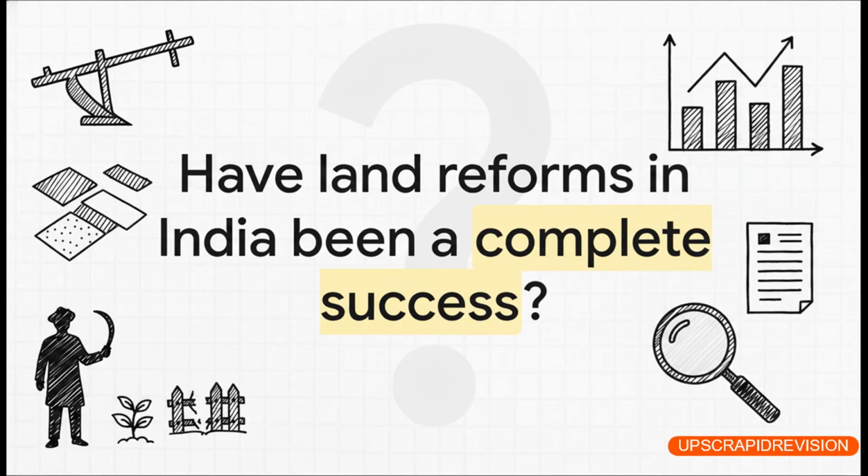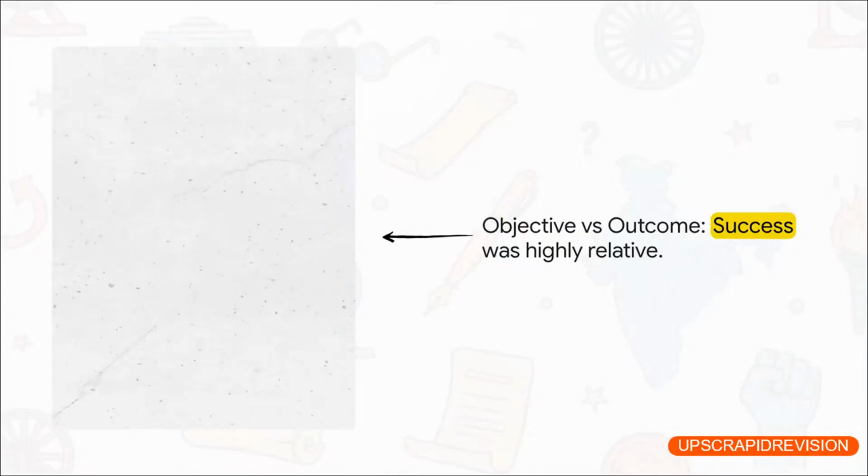Also, recall the impact of the Industrial Revolution. By the first half of the 19th century, Indian handicrafts were completely ruined due to British machine-made imports. Now, another classic trap question. Have land reforms in India been a complete success? Whenever you see a word like complete, you need to look beyond the theory and dive into the hard data. The data tells a very clear story.